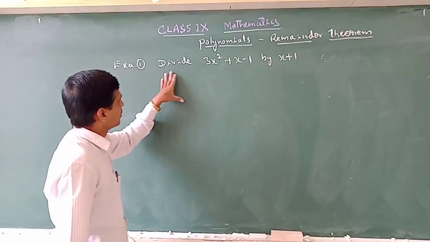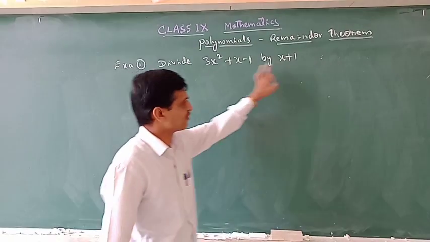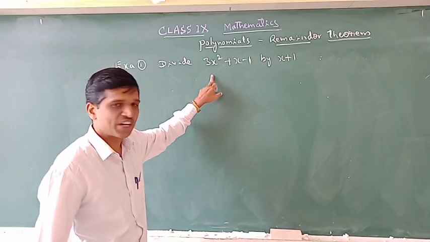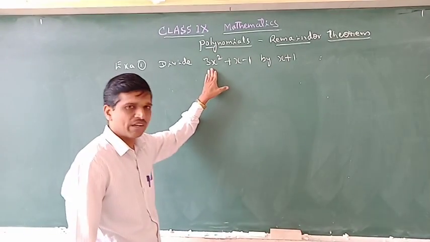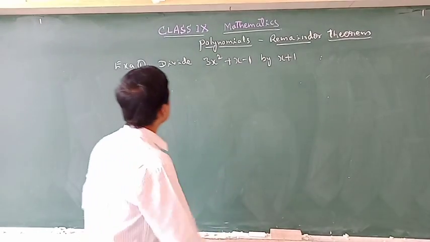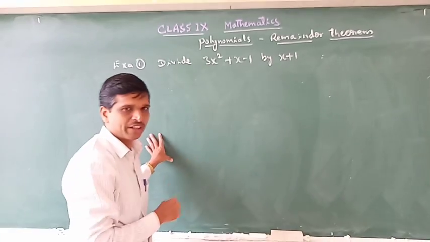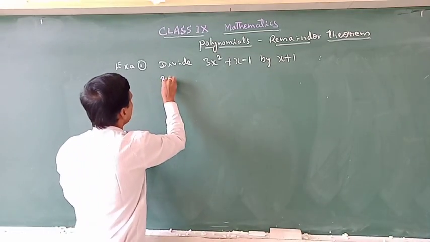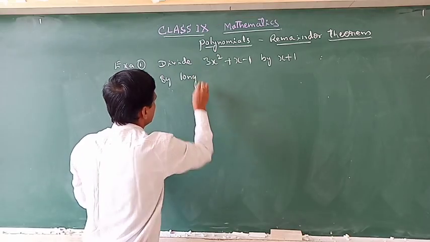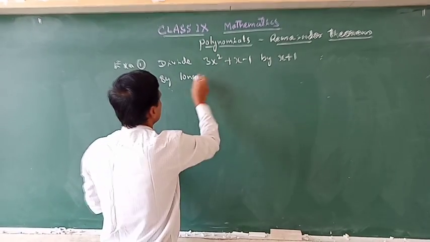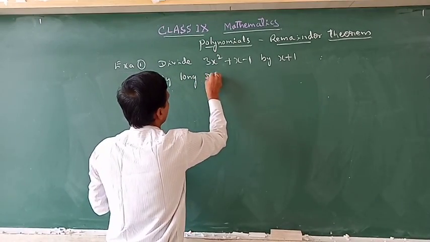So consider any polynomials. Two polynomials are given here, one is a polynomial and another one is a trinomial. Consider them as p of x and g of x. Here they have given us to divide this one. How can we divide? By the long division process. I just showed the process or steps, and according to that we can do it. So by long division.